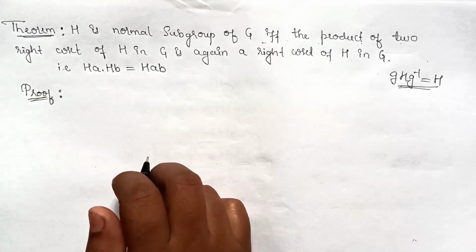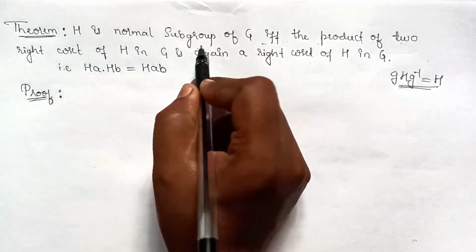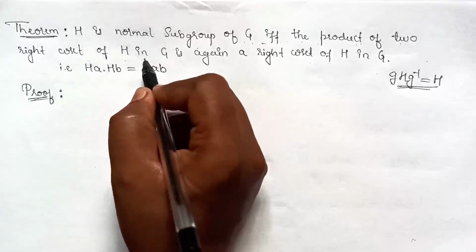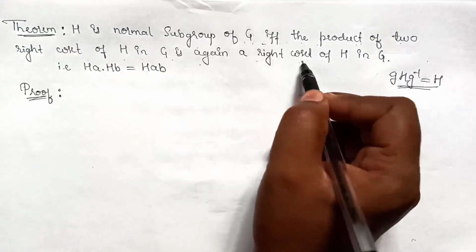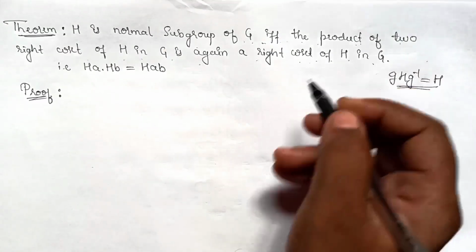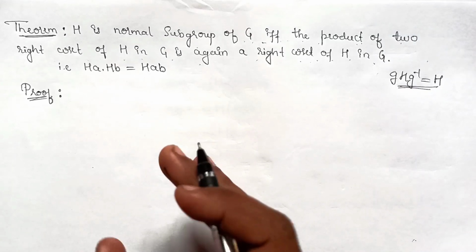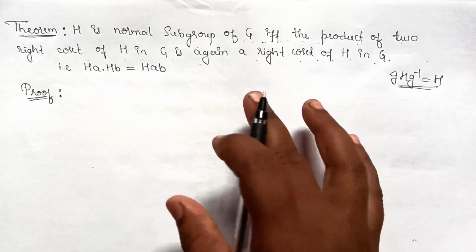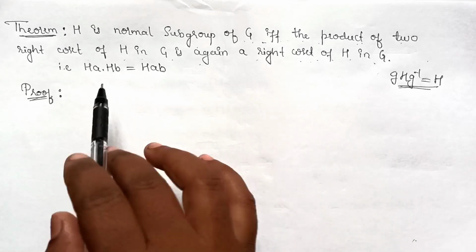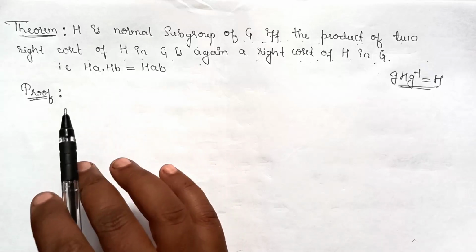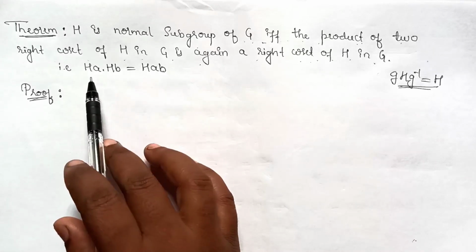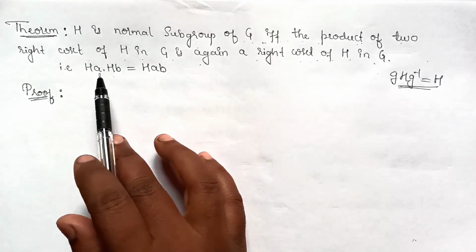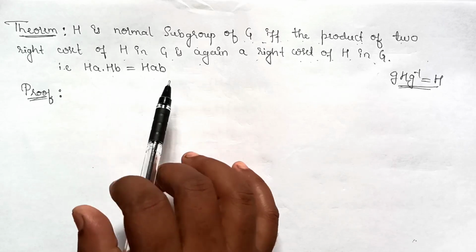Next, second theorem. H is a normal subgroup of G if and only if the product of two right cosets of H in G is again a right coset of H in G. So that means if we multiply two right cosets, or this theorem applies for left cosets also, again we get a right coset only. That means the product of two right cosets is again a right coset.